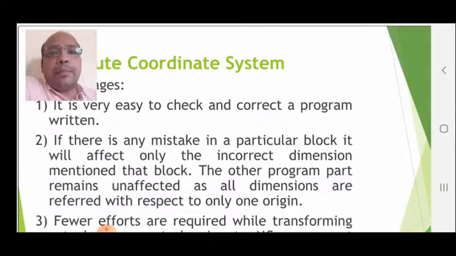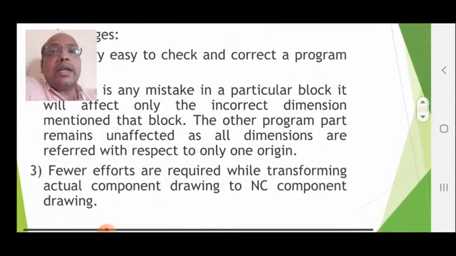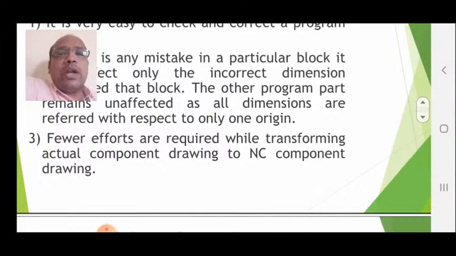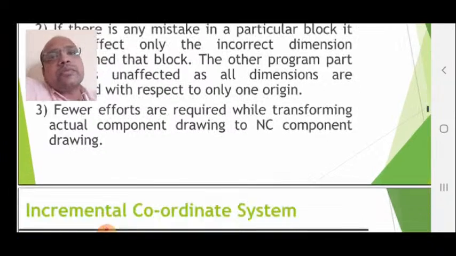The other part of the program remains unaffected as all dimensions are referred with respect to only one origin. So for getting accuracy in the part program, we should consider the origin for writing each dimension. Fewer efforts are required while transforming the actual component drawing to the NC component drawing.